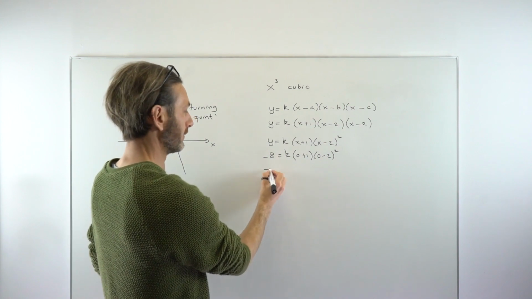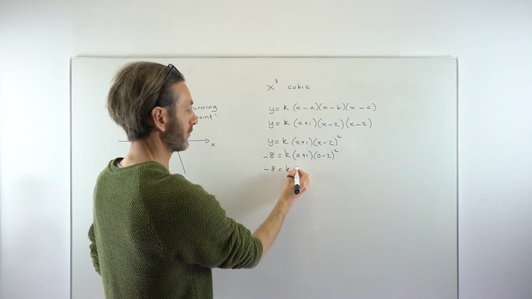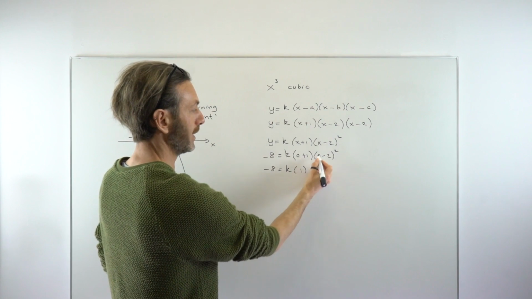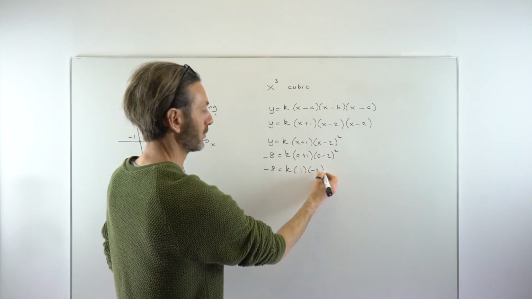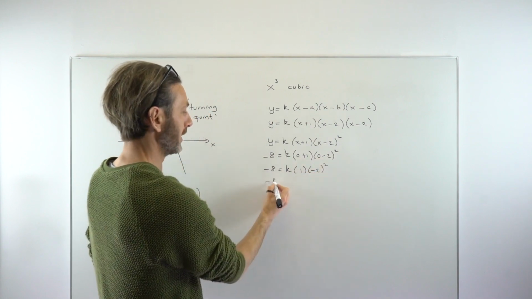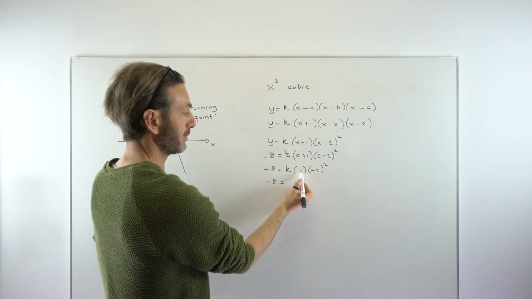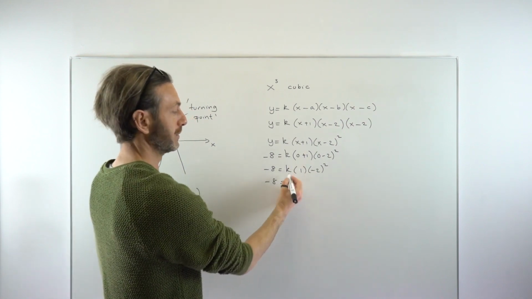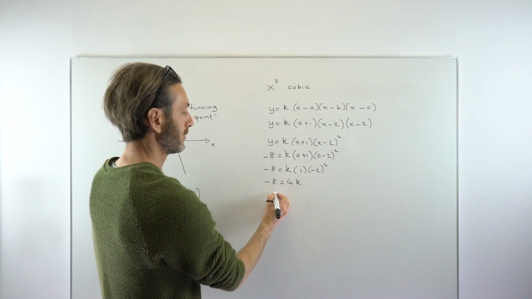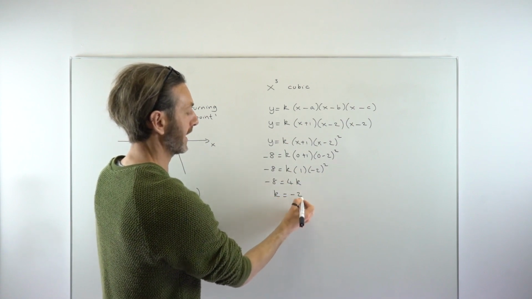So let's just quickly develop that. k can just stay in front, 0 plus 1 is just 1, 0 minus 2 is -2 squared, keeping the -8 there, -2 squared is +4, times 1 is still +4, times k is going to be 4k, so that gives us a k value of -2.